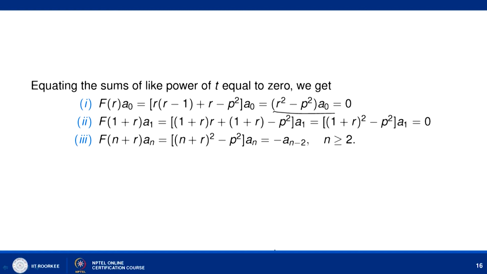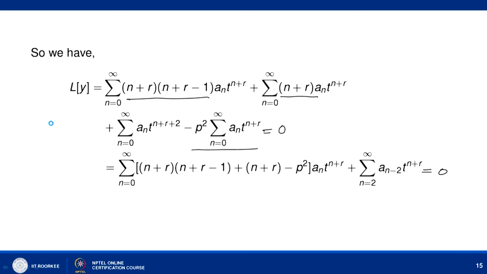So that is corresponding to equating the coefficient of t to power 0. So equating the coefficient of t to power 0, we have r square minus p square a naught equal to 0. Similarly, you look at the coefficient of t to power 1, and this we will get from this. So here when you put in n equal to 1, then we will get the coefficient of t to power r plus 1, that is r plus 1 into r plus 1 minus 1 plus r plus 1 minus p square, which we call as f of r plus 1.